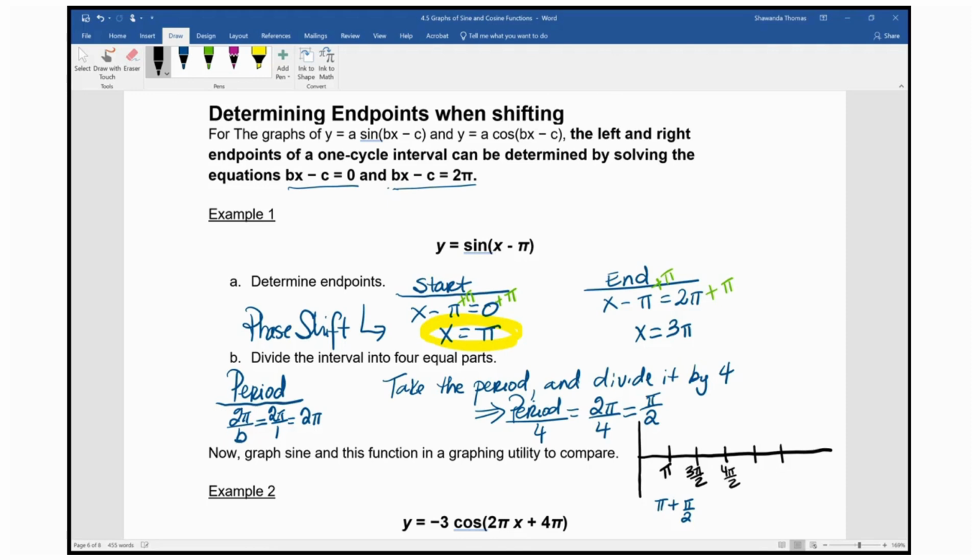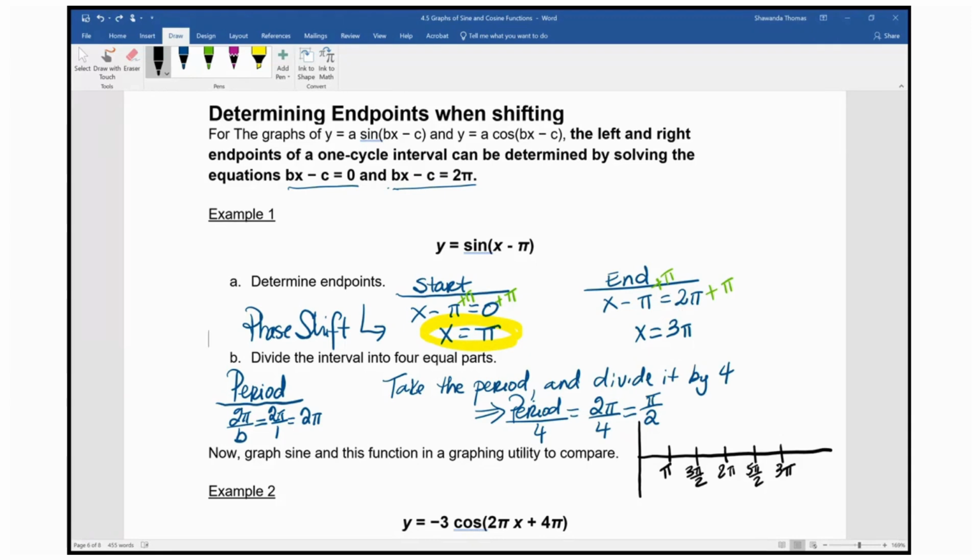What is 4 pi over 2 the same thing as? 2 pi. Then 5 pi over 2. Then the next would be what? 6 pi over 2. And we know 6 pi over 2 is the same thing as 3 pi. So we ended up where we wanted to be because we said our end point was going to be 3 pi.